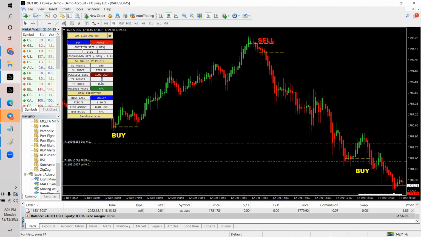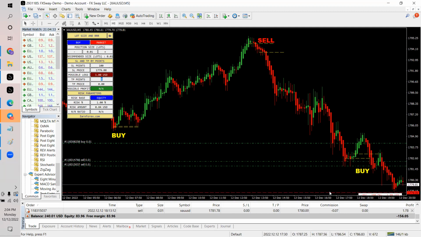Now, once I have that, I understand that my recommended lot size is at 0.01. Okay. So understanding that, now you can also see that I've got a red dashed line right here, which is where my recommended stop loss would be placed. And we're going to get to that in just a moment, but you can already see how this particular lot size calculator is indeed going to work for us.